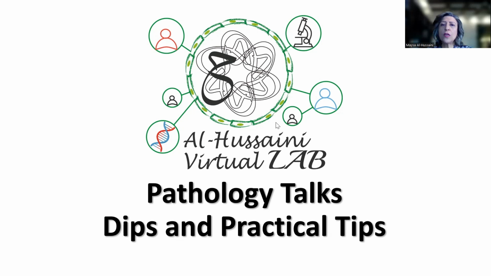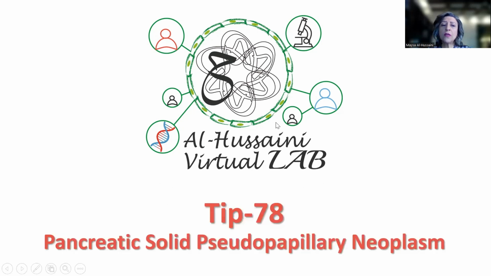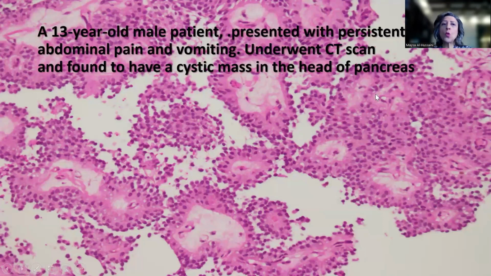What I'm going to be sharing with you today is a nice example of pancreatic solid pseudopapillary neoplasm, but presenting in an adolescent male patient. So this is a 13-year-old male patient who presented with persistent abdominal pain and vomiting. So underwent CT of the abdomen and was found to have cystic mass in the head of the pancreas. And the differential diagnosis was wide, but including a solid pseudopapillary tumor.